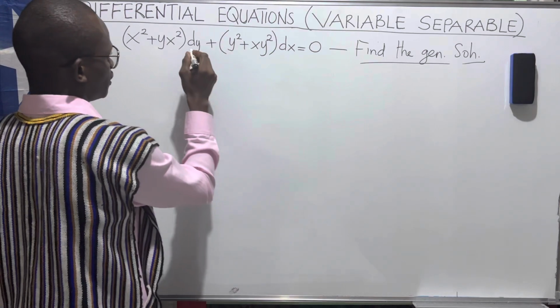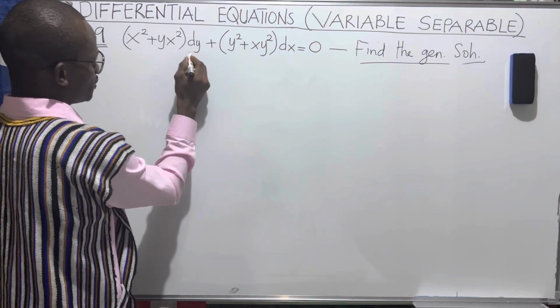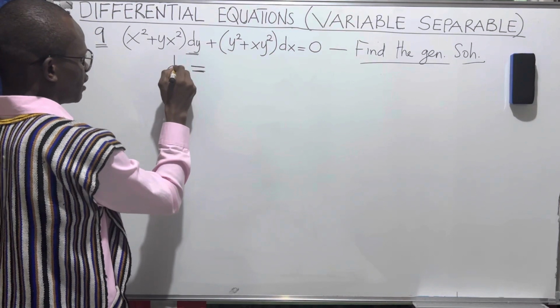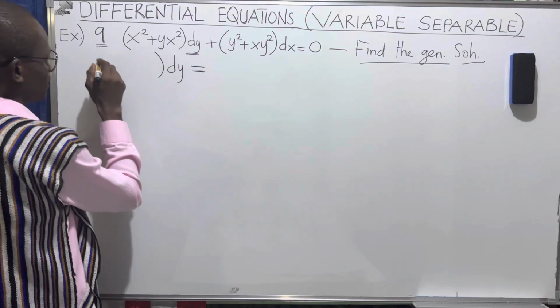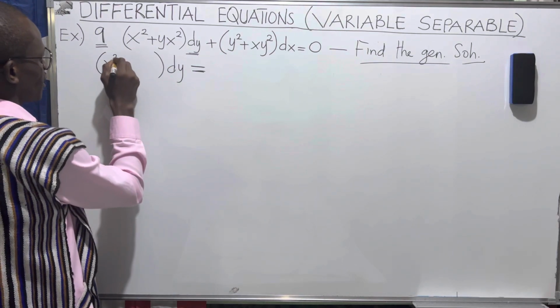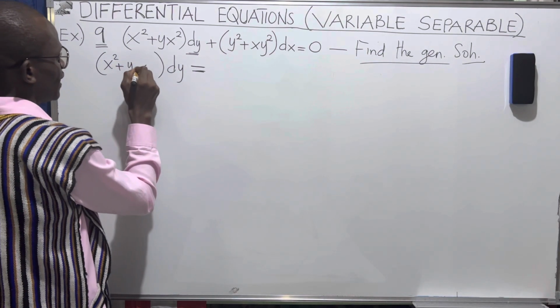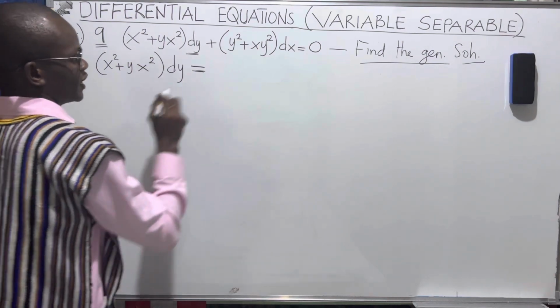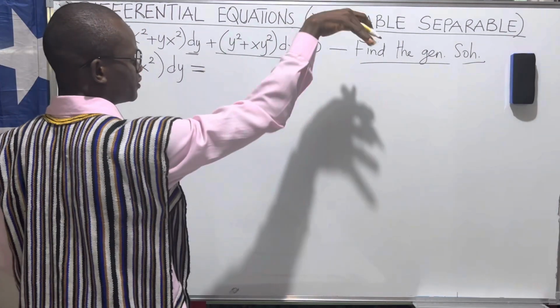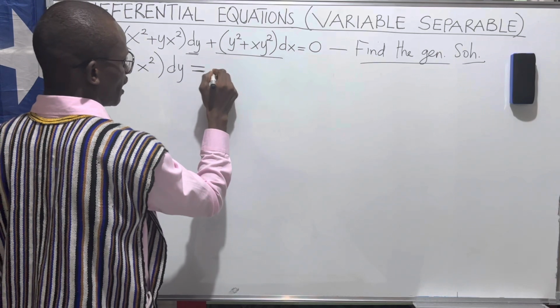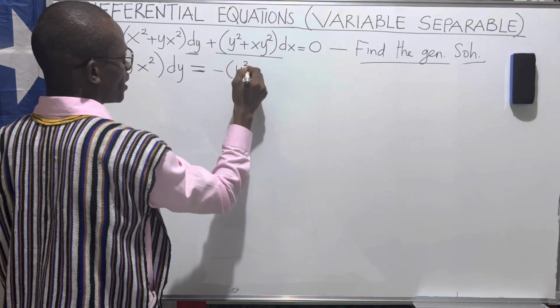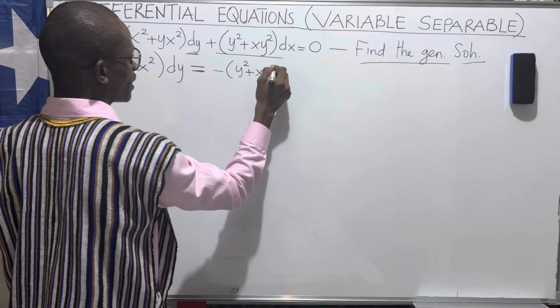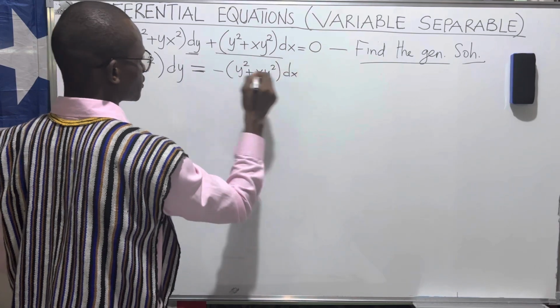Now, the term with dy, I want it to be on this side of the equation. So I write dy on this side: (x² + yx²) dy. Now, this other term, I want to send it to the other side of the equation. So I have negative (y² + xy²) dx.